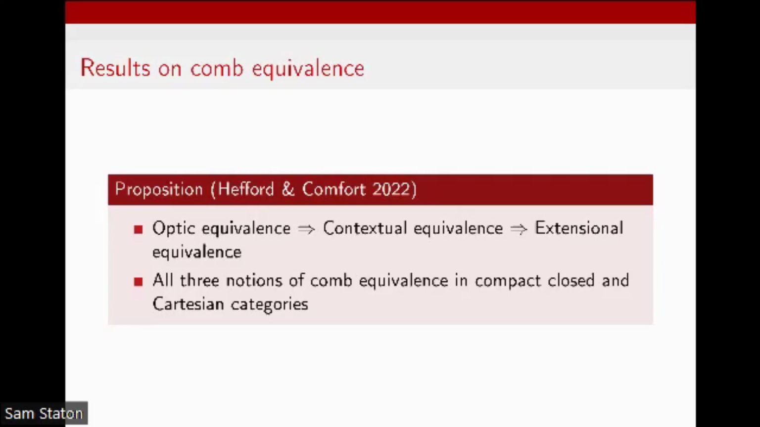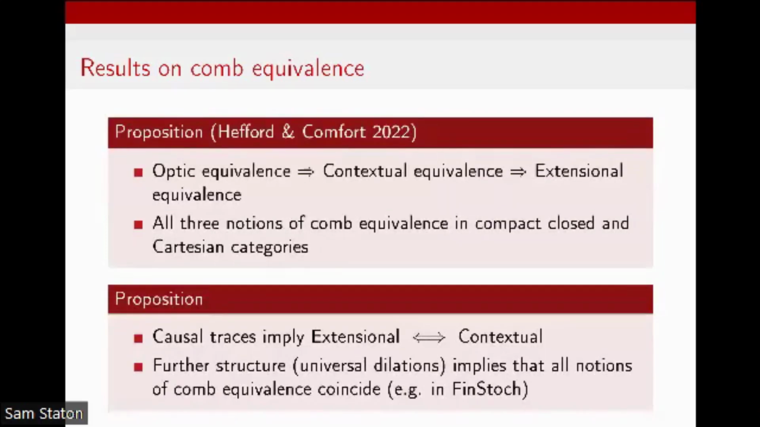But they also show that all 3 notions of this Coombe equivalence coincide in compact closed categories and Cartesian monoidal categories. Now there's more to it. Thanks to us, we say that if a category has causal traces, then the extensional and contextual Coombe equivalences also coincide. And if we also throw universal dilations in the mix, if you know what they are, then that implies that all notions of Coombe equivalence coincide. So specifically in FinStoch, the category for finite discrete probability, all 3 of these notions coincide. So that is pretty nice.